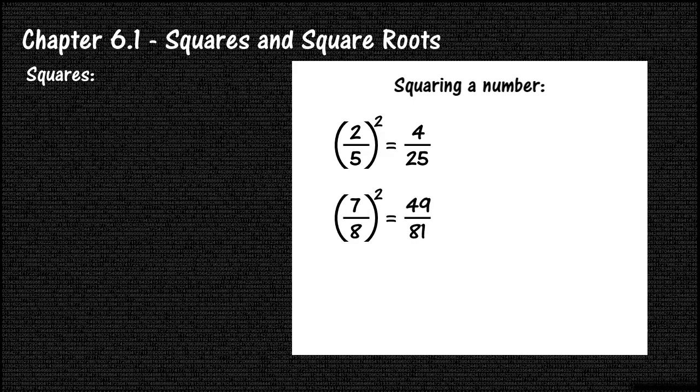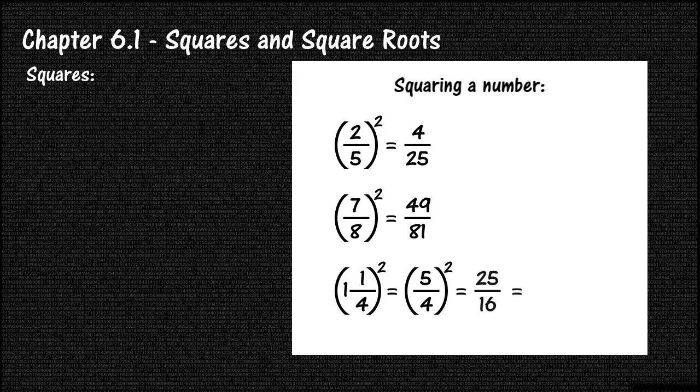But be careful when working with mixed numbers. To calculate the square of 1 and 1 over 4, you must first turn it into an improper fraction, 5 over 4. Then you take the square of the numerator and the square of the denominator. So we receive 25 over 16. And this can be simplified into 1 and 9 over 16.